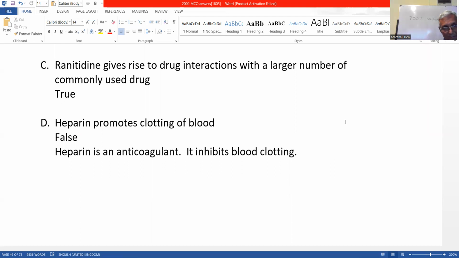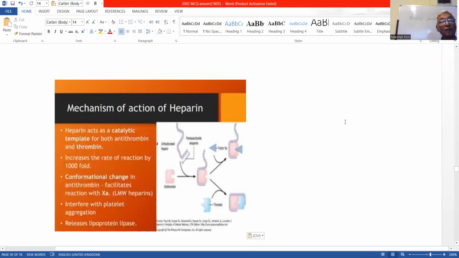D. Heparin promotes clotting of blood. Now, heparin is an anticoagulant. It inhibits blood clotting. The action of heparin, it is here, I think. Yeah. No need to go into the blood.